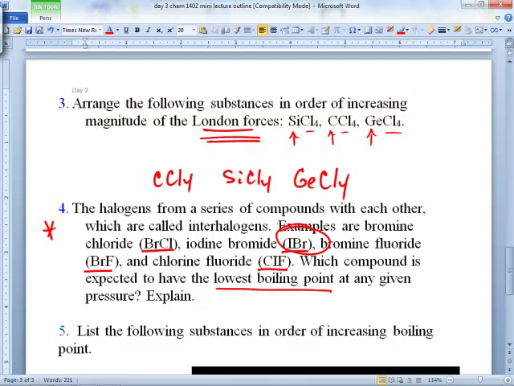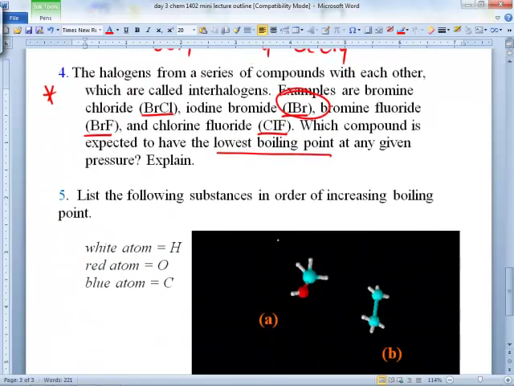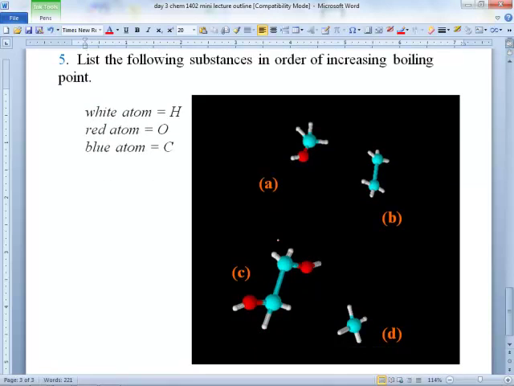Okay. Let's see. Oh, can we do this one? And then I'll show you my quick little animations and we'll call it a day. List the following substances in order of increasing boiling point. So there's four molecules there. The white spheres are hydrogen atoms. The little light blue ones are carbon. And the red spheres are oxygen. List them in order of increasing boiling point.